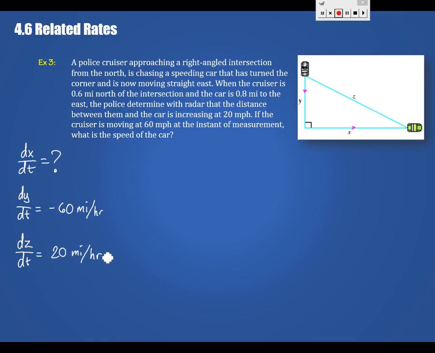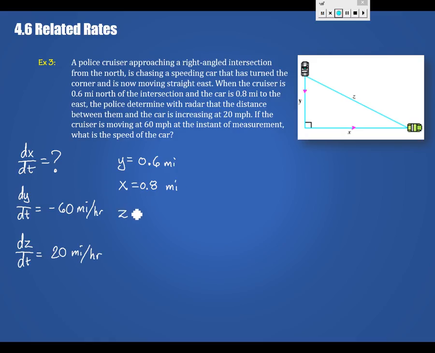And at the very moment that we're interested in, y is equal to, didn't they give us y? 0.6. And the car is 0.8 miles to the east. Now, I don't know how we know that, but we'll just go with it. Well, actually, maybe we do know that, maybe because there's some landmark here or something. We know that's 0.8 miles. Caught a lot of people at this corner. That's 0.8 miles down there. I don't know how they know that.